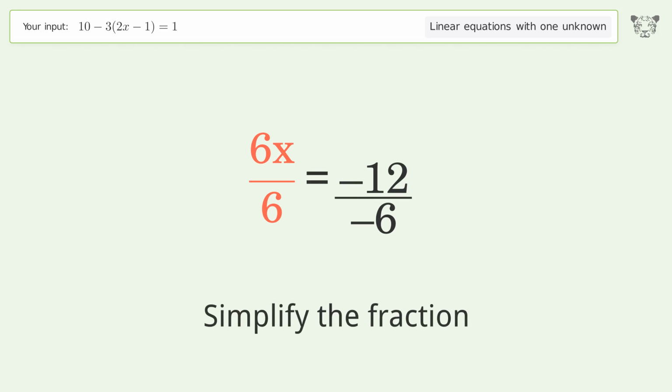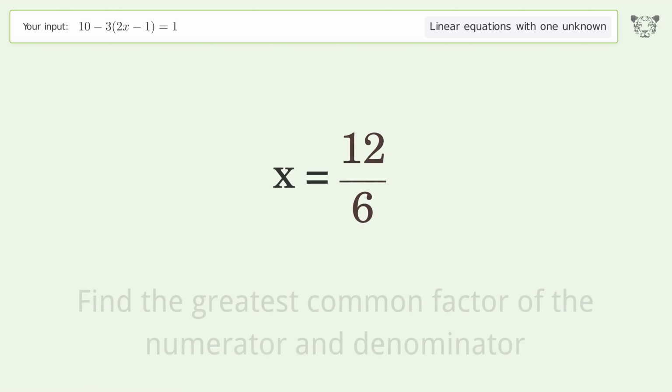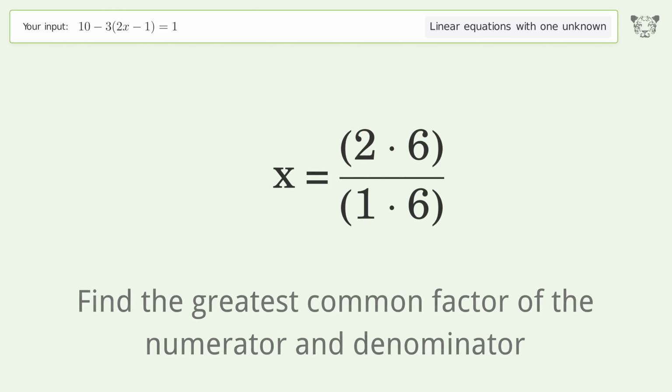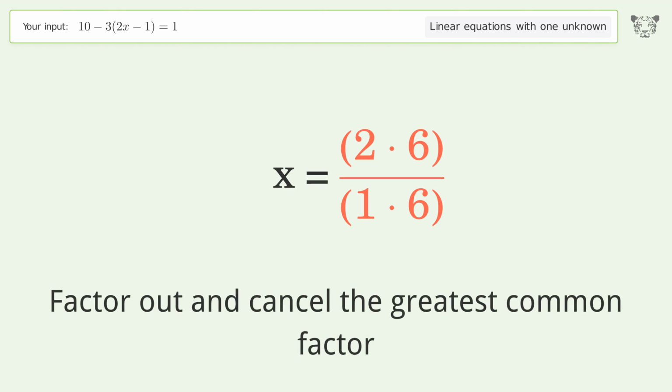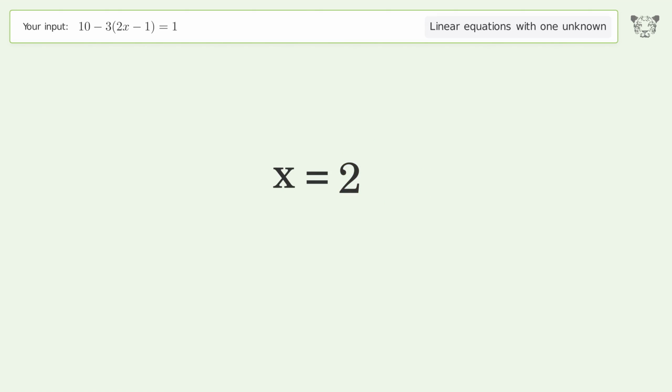Simplify the fraction. Cancel out the negatives. Find the greatest common factor of the numerator and denominator. Factor out and cancel the greatest common factor. And so the final result is x equals 2.